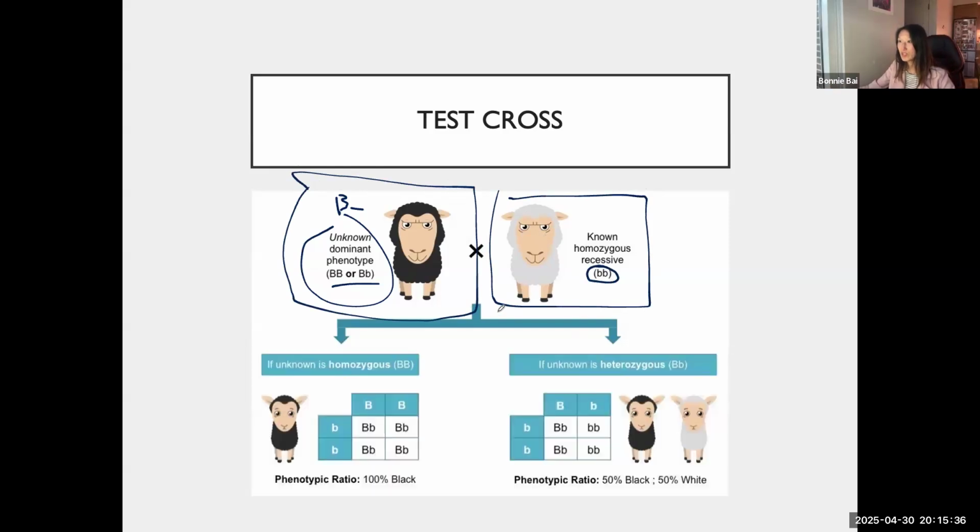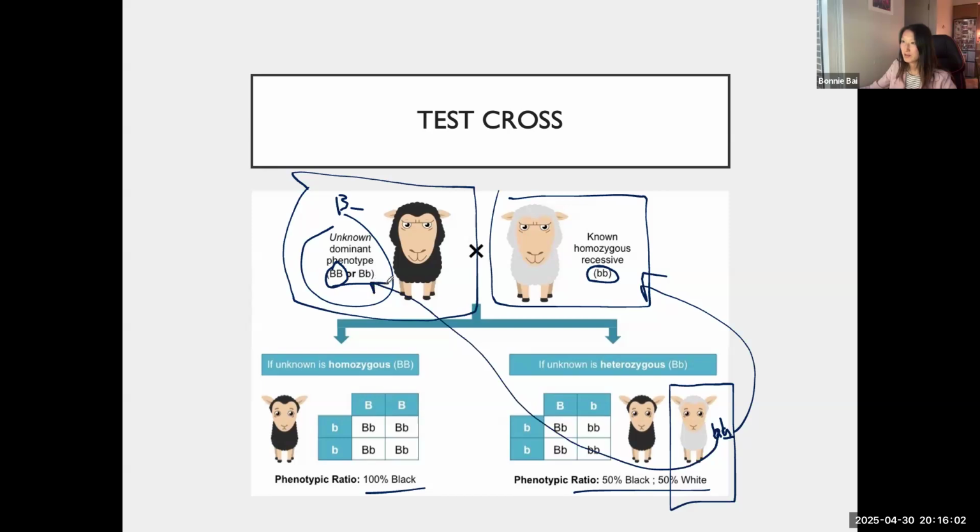Well, through the test cross, you look at the babies. If all the babies show the dominant trait, that means the unknown parent was this. If it's half and half, then for half of the offspring to show the recessive trait, it had to have gotten a little b from one parent and the other little b from the other parent. So that means the unknown parent has to be heterozygous.